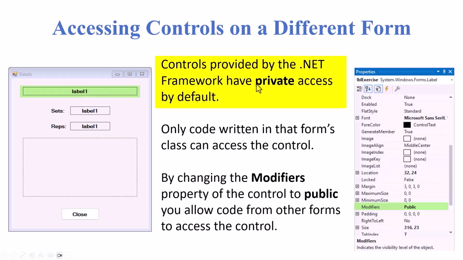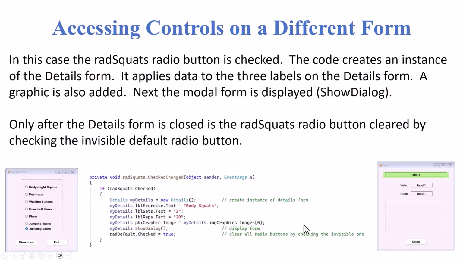So controls provided by the .NET framework have a private access by default. Only code written on that form's class can access the control. By changing the modifier property of the control to public, you allow the code from other forms to access that control. Here's how we do that.